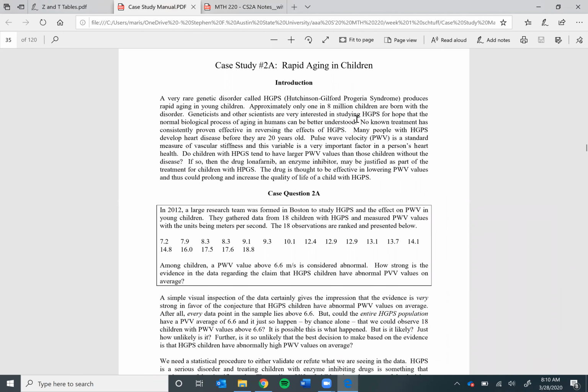Here was case question 2A. It gave us the data, so we'd either have to calculate X bar and S by hand or use StatCrunch. I'm not going to be too worried about you being able to calculate it by hand. If you know how, that's great. I'm going to show you how to use StatCrunch.